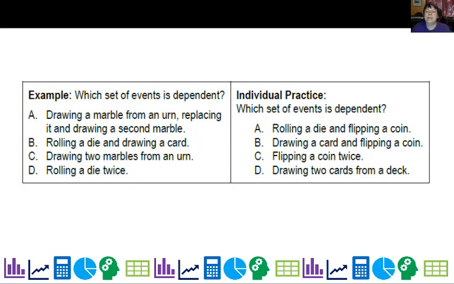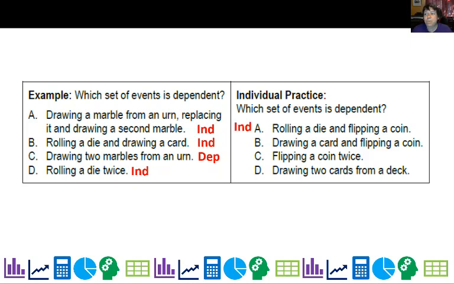Which set of events is dependent? Well, drawing a marble from an urn and replacing it and drawing a second marble, we've kind of reset the system. So that's independent. Rolling a die and drawing a card, the card's not affected by the die. That's independent. Drawing 2 marbles from an urn. Well, after we take out that first marble, the urn is 1 marble short, so we've affected our probabilities. It's dependent. And rolling a die twice. Well, luckily, the die should not remember anything, so it's like it's reset to normal. That's why we shake it, and that's independent.